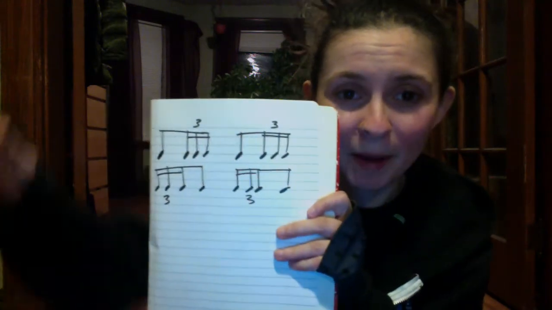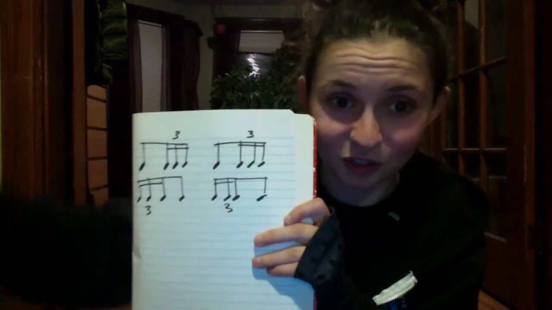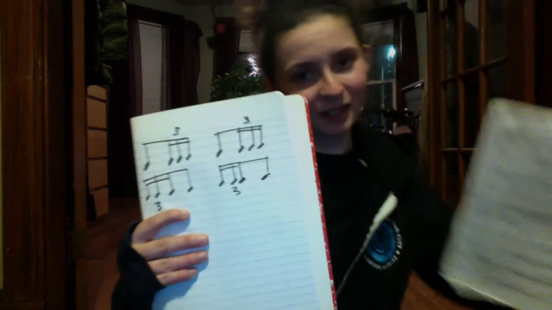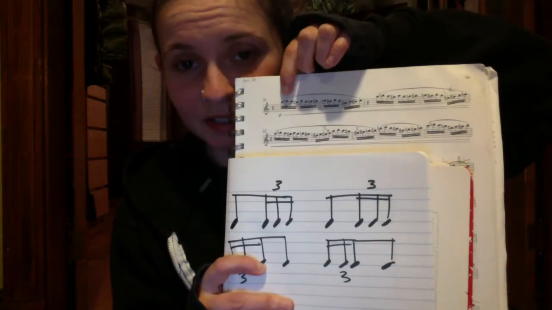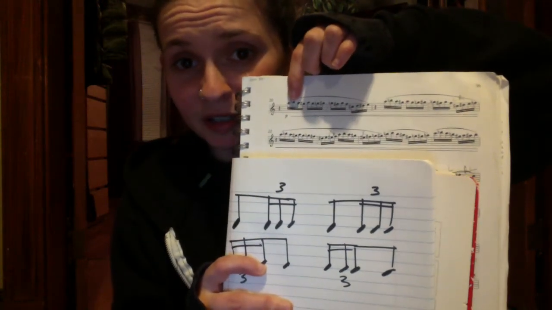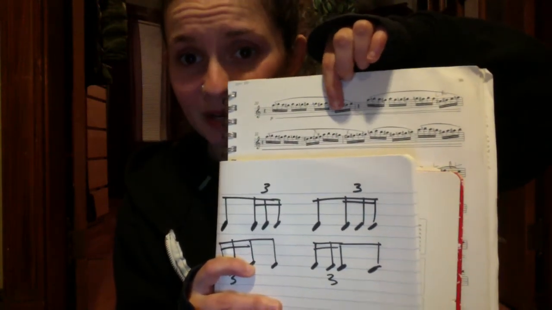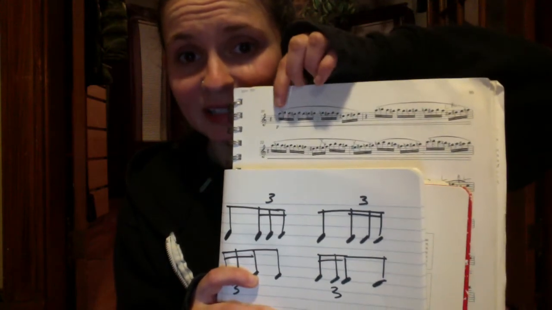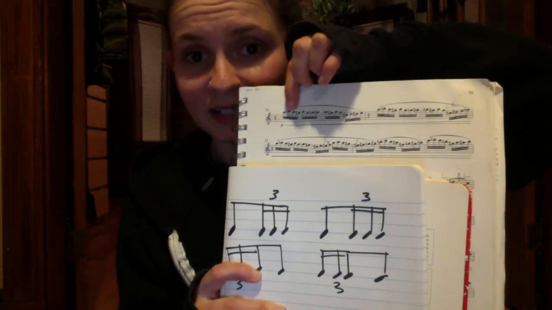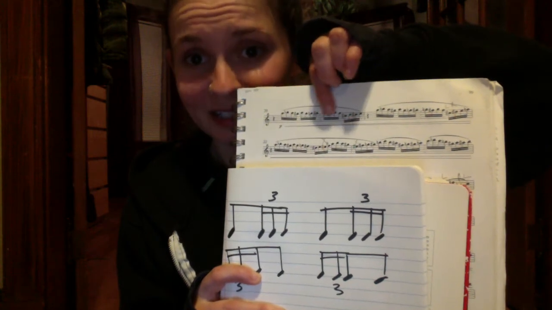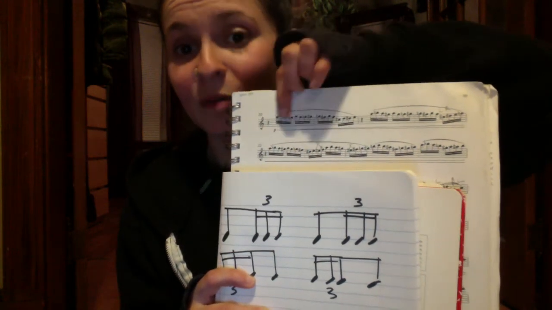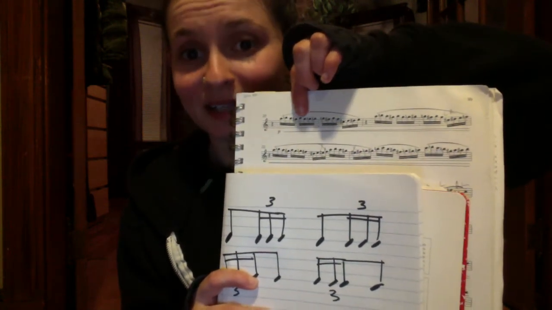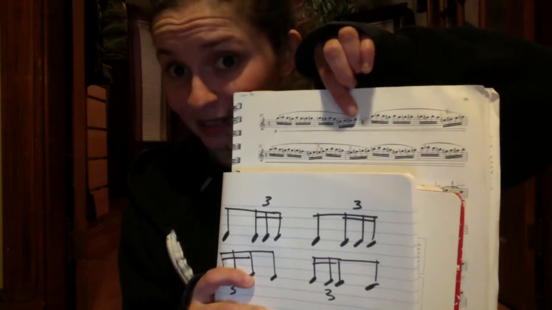Either ba ba da da da da da da or triplet bomb, triplet bomb. So instead of going 2E and a 3E and a 4E and a 1E and a, the rhythm is going to sound like da da da da da da da da da da da da da da da da da, and then you go back and go da da da da da da da da da da da da da da.